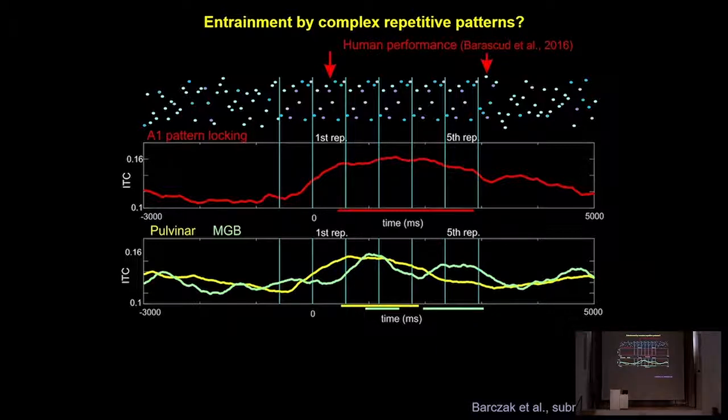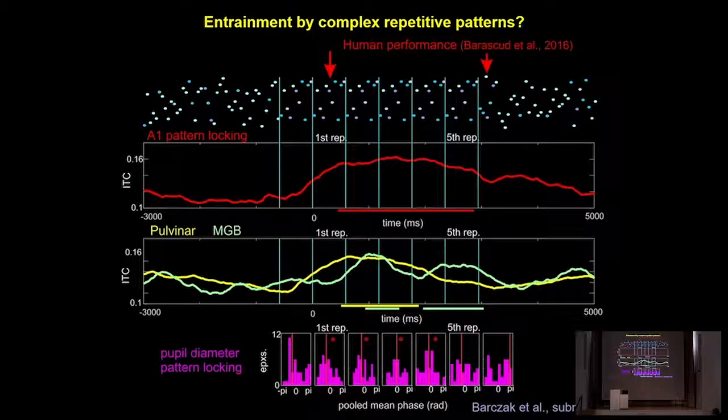So basically, we know that the monkey's brain is able to detect these patterns, but how do we know that the monkey perceives them? And of course, the monkeys weren't taught to detect these patterns, but what we did is we looked at the pupil diameter trace.